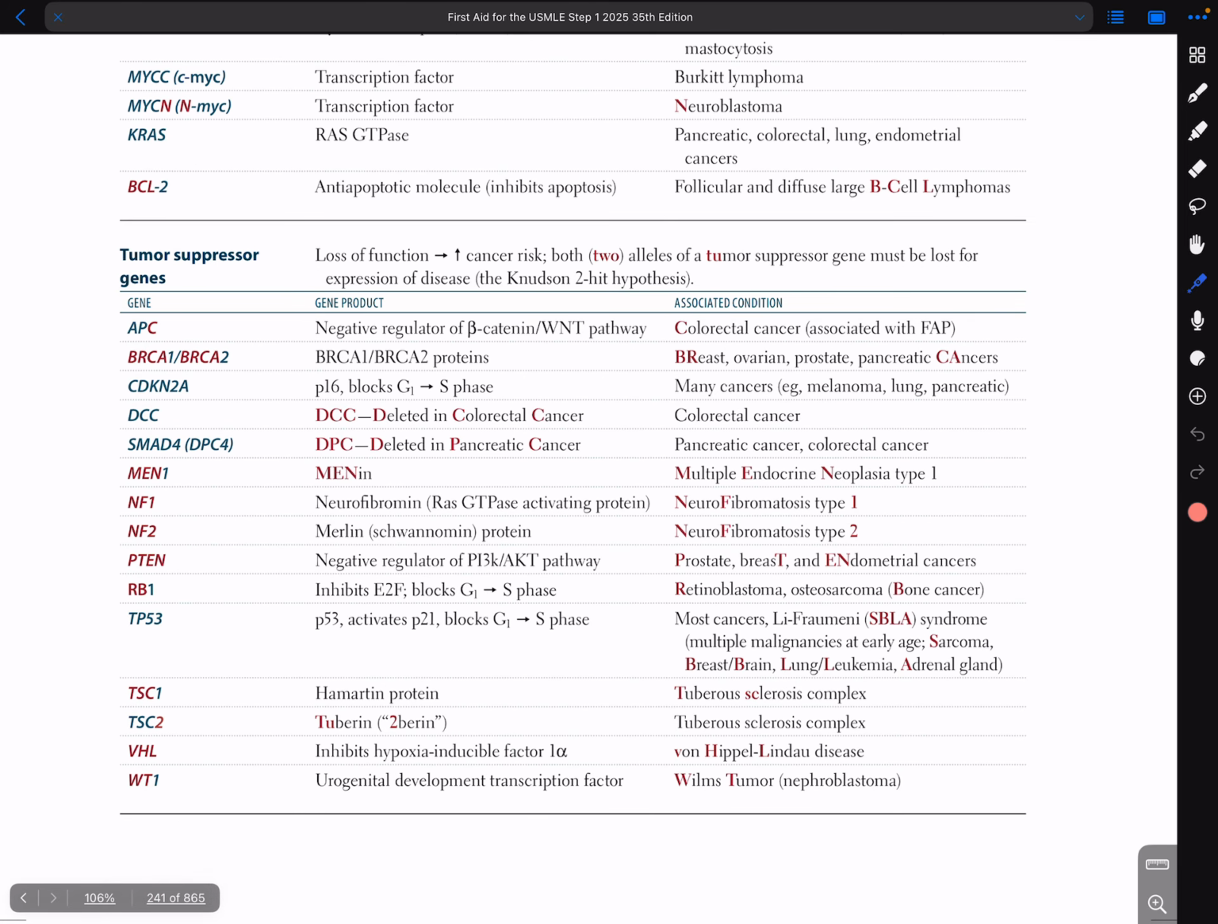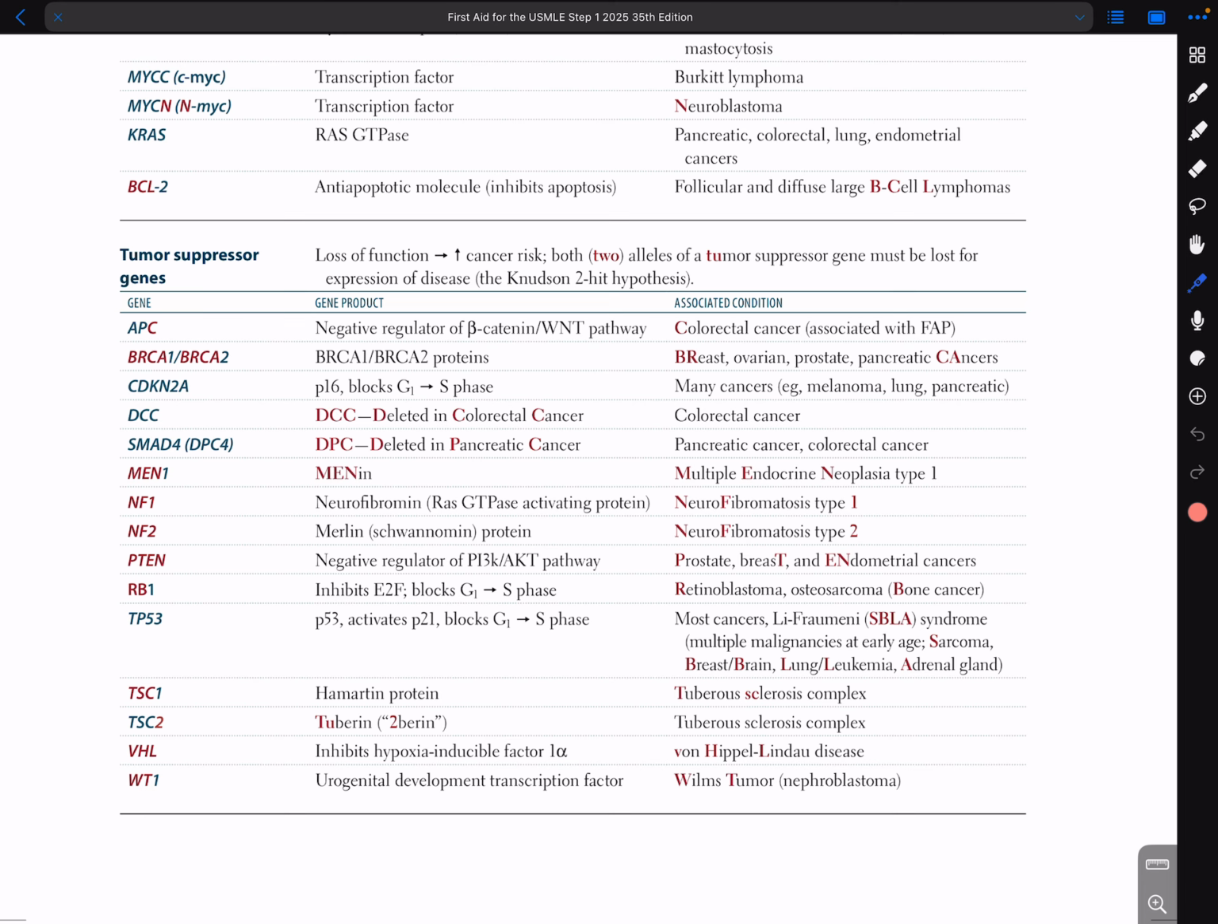Next topic is tumor suppressor genes. Tumor suppressor genes are loss of function and increase cancer risk. Both alleles of a tumor suppressor gene must be lost for expression of disease. This is the Knudson two-hit hypothesis: for a cancer to occur, both alleles of the tumor suppressor gene must be lost, and then the disease expresses itself.